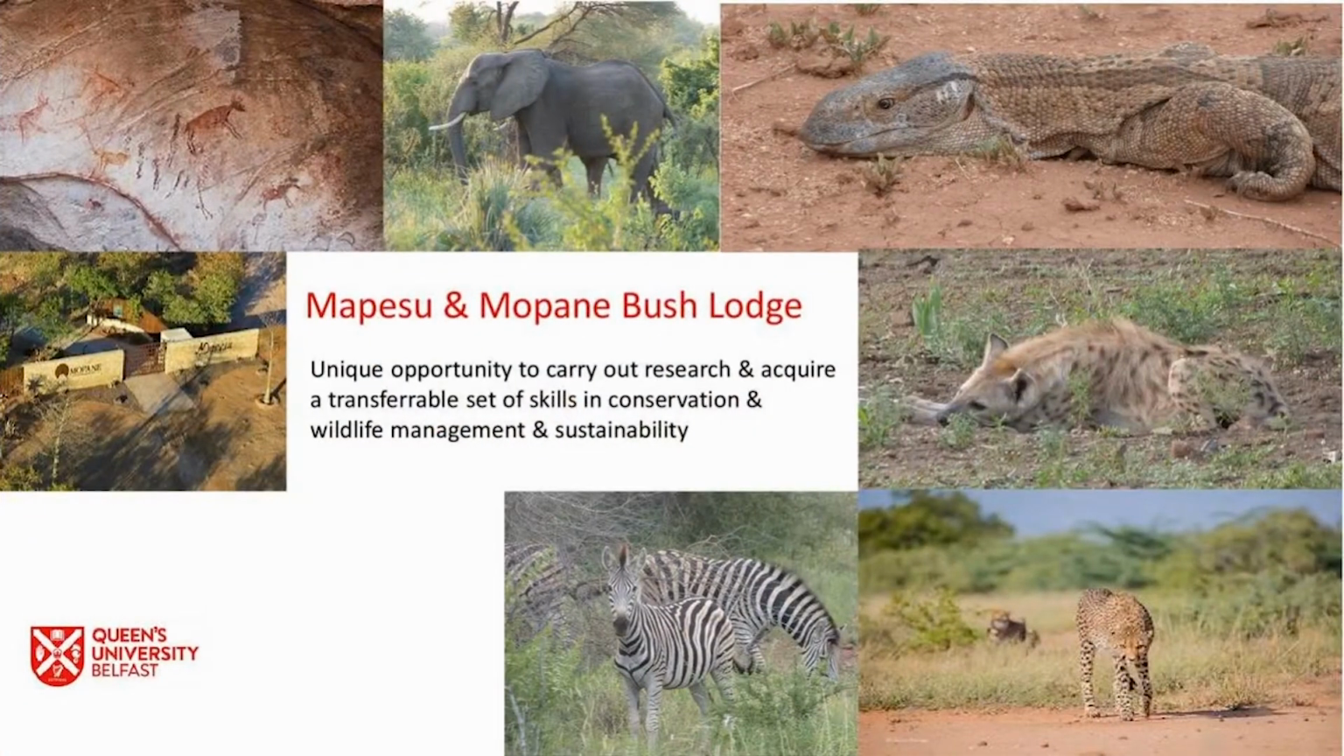The second placement is at Mapiso and Mapani in South Africa, and here you have a unique chance to carry out research and acquire transferable skills in conservation and wildlife management and sustainability. The land that the reserve is currently situated on was originally farmed, and the owner is in the process of rewilding it.